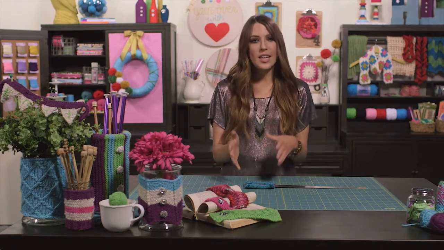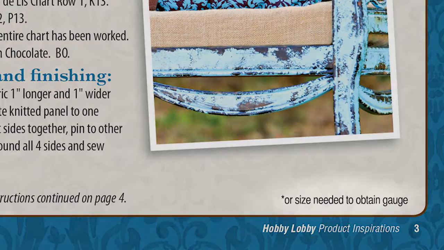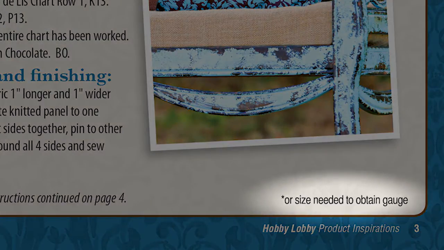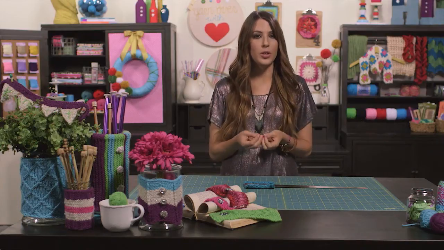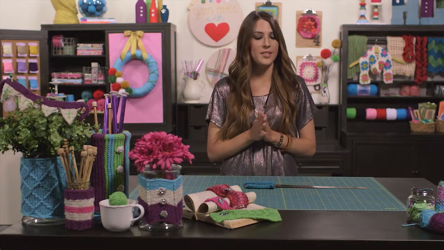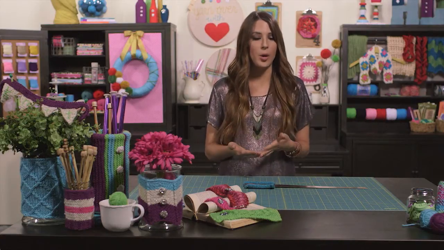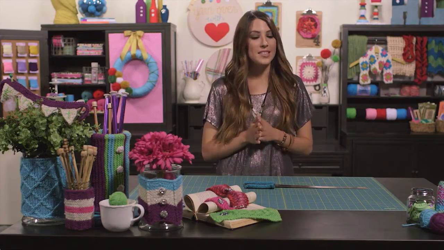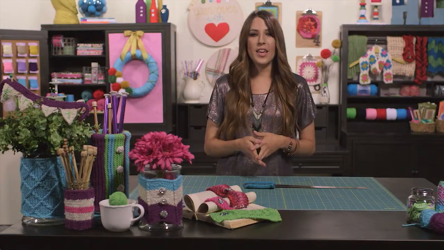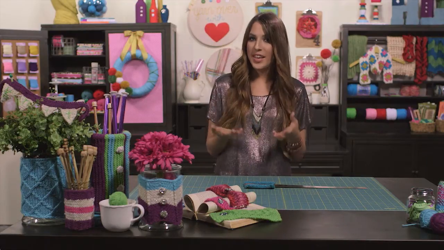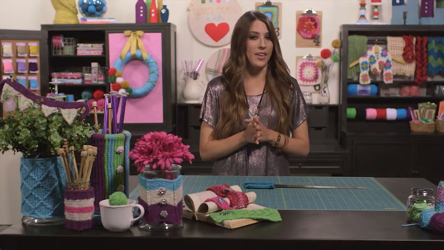So you'll often see a sentence on your pattern right under that gauge that says, or size needed to obtain gauge. That just means that the writer of the pattern wants you to find whatever size needle it's going to take to complement your style of knitting in order to obtain that gauge that they've recommended, because this is really going to affect the final size and drape of your project. It's really tempting to skip this step of making a gauge swatch and just dive straight into your knitting project, but it would be a lot better to find out ahead of time that you should have used a different size needle than when you're putting your sweater on and it doesn't fit. So it's very important to always make that gauge swatch.